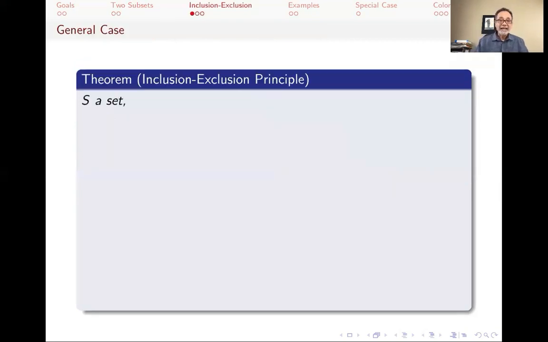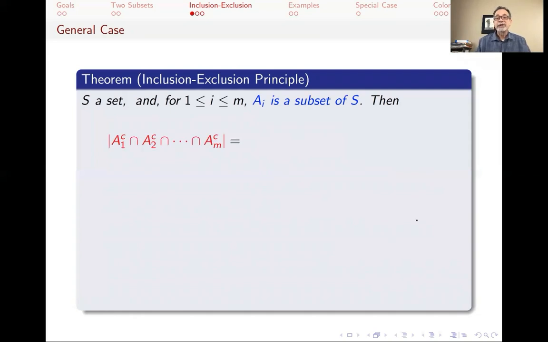We're ready to state and then prove the general case of the inclusion-exclusion principle. We have a set, just like we had before, but this time we have M subsets. We have A1, A2, A3, up to AM, and we want to count the size of A1 complement intersection A2 complement intersection A3 complement intersection all the way to AM complement. So again, we want to be counting the number of elements that are in none of these subsets.